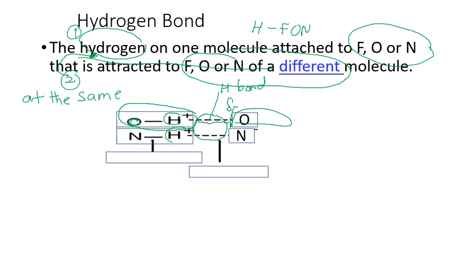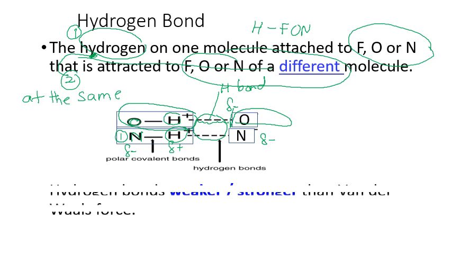This hydrogen attached to nitrogen fulfills the first requirement of the definition of hydrogen bond. For the second requirement, the same hydrogen is attracted to the FON as well, which is partially negative. The dashed line is the polar covalent bond, because nitrogen is partially negative and hydrogen is partially positive. But the dotted line between two molecules is considered as hydrogen bond.